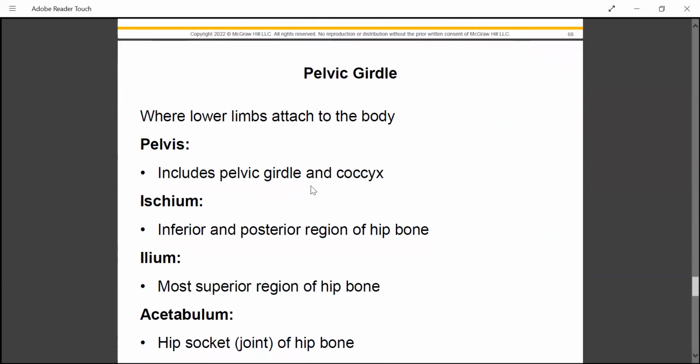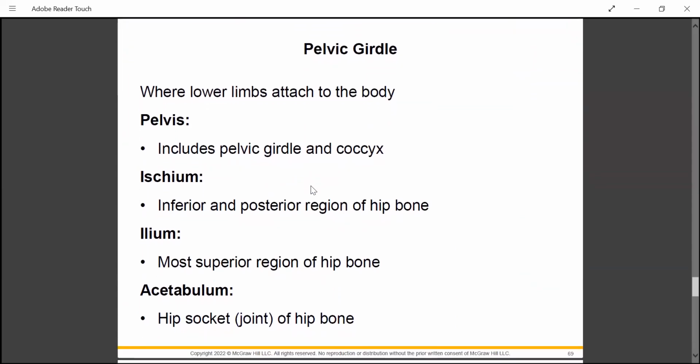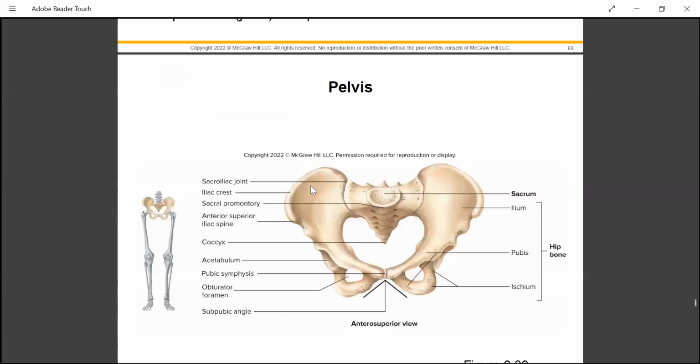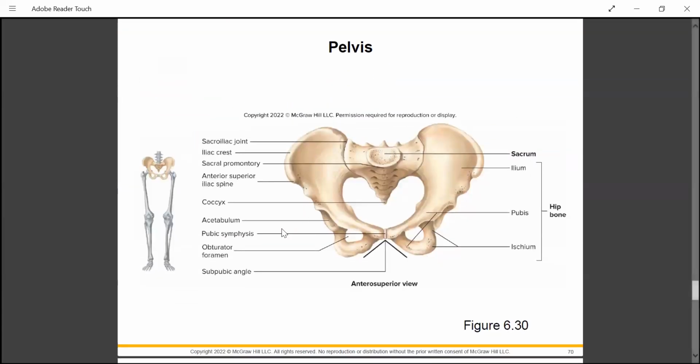I'm going to skip past this stuff. Okay, our pelvic girdle. So this is where our lower limbs are going to attach to the body. So you have your pelvis, you have your ischium, your ilium, and your acetabulum. All of these make up the pelvis. So your ilium is this upper portion of our pelvis.